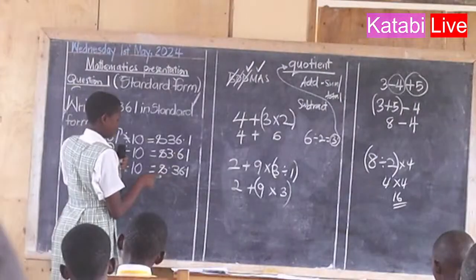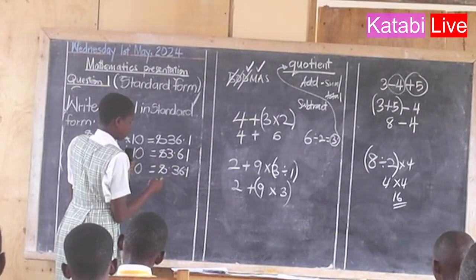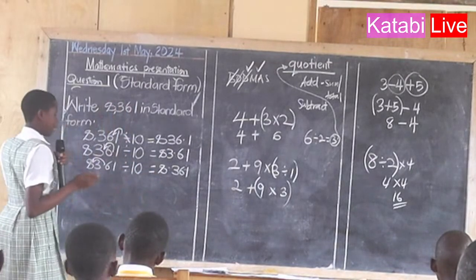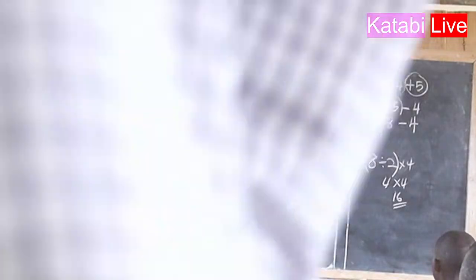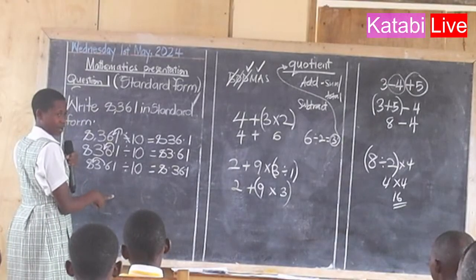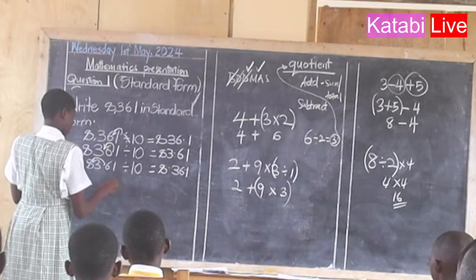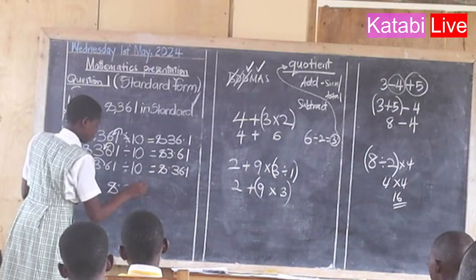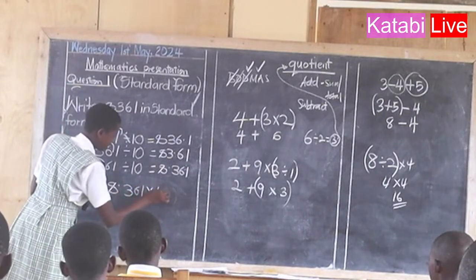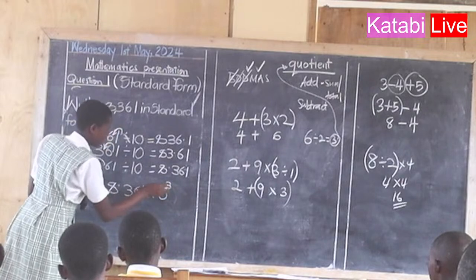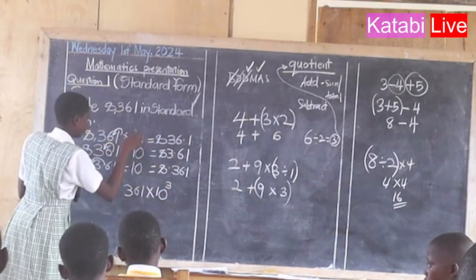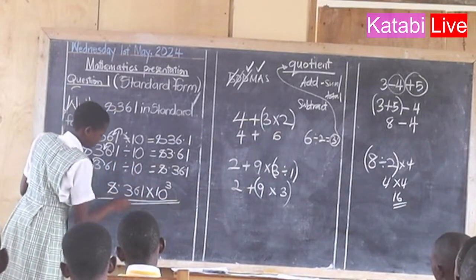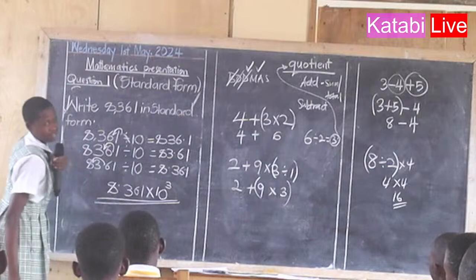How many digits are these? 1. This is not yet our answer, but we have one digit. Is this a counting number? Yes. So we must multiply to get our answer. So our answer will be 8.361 times 10 power 3. Where do we get this power 3? Because here we have used 10 three times. So that's our answer. Thank you for being cooperative.